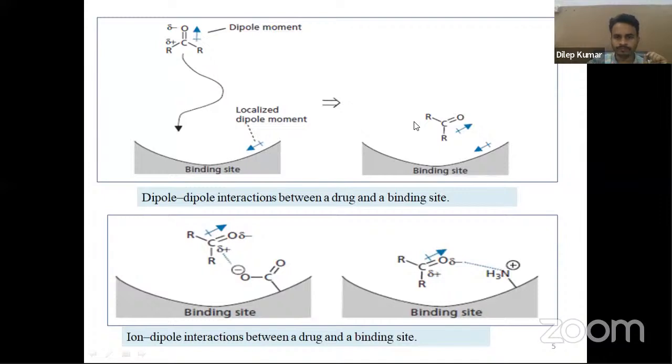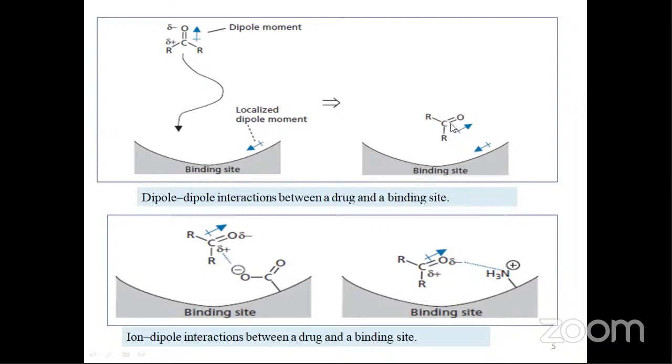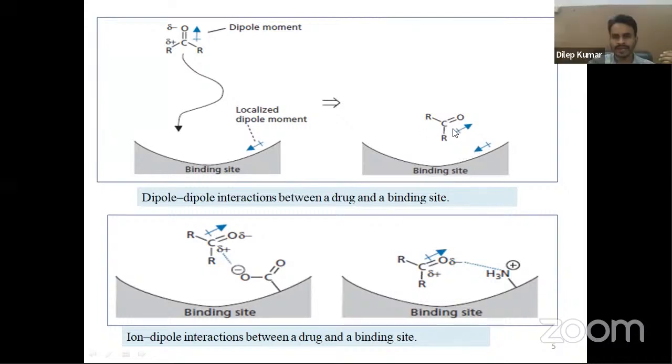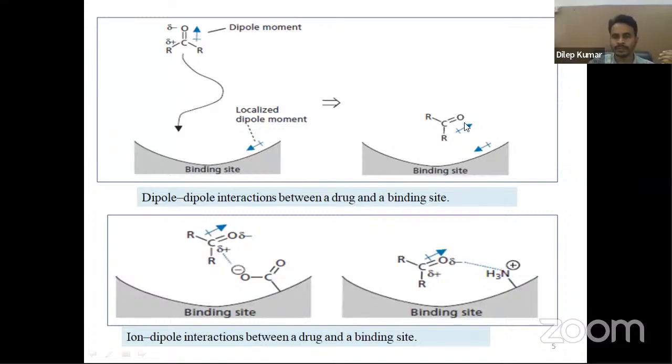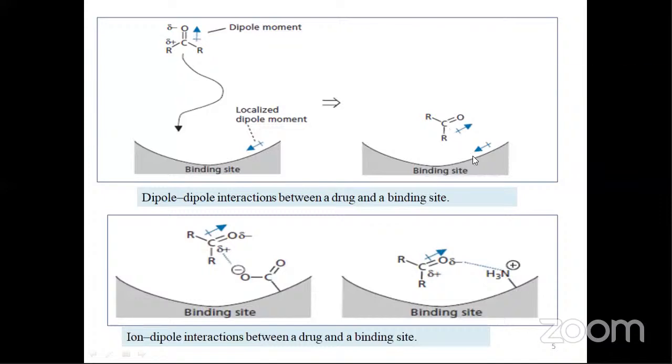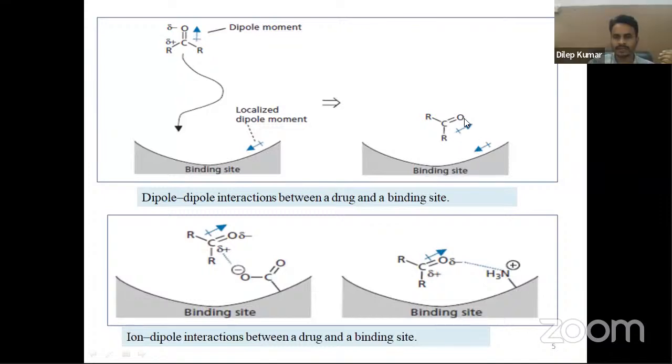See this dipole of the drug molecule, typically carbonyl compounds, and there are many other dipoles like the hydroxyl group. Whenever they come to the vicinity of the binding site, this dipole can interact with the other dipole. Here it will have a partial positive charge and a partial negative charge. The partial positive charge will focus towards the partial negative charge of this dipole, and the partial negative charge will align towards the positive part of the dipole. This is another type of interaction which we regularly see.